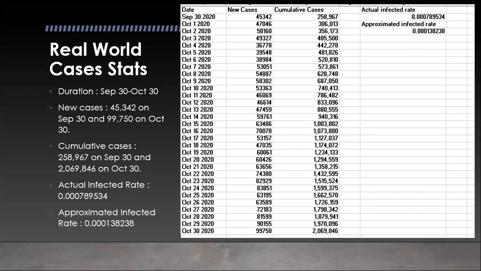And then the cumulative cases, from the time the virus started to September 30th, there were 258,967. And then just a month later, there were over 2,069,846 cases. The actual infected rate over this month span was 0.000789534, and my approximated infected rate was 0.000138238.